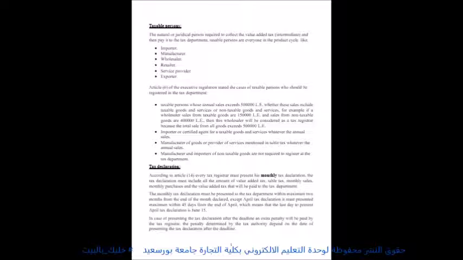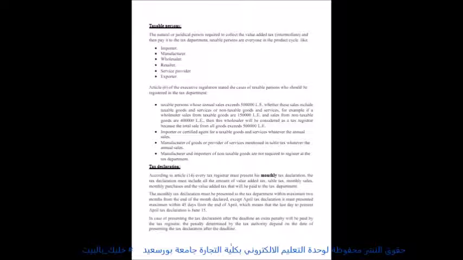Taxable person. As mentioned before, the natural or the juridical person required to collect the value-added tax is the intermediate between the taxpayer and the government. We call it the taxable person. And the taxable person is responsible for collecting the tax from the customer and paying it back to the government. As mentioned before, the taxable person could be a natural person or a juridical person. Examples of a taxable person are importer, manufacturer, wholesaler, retailer, service provider, or exporter.